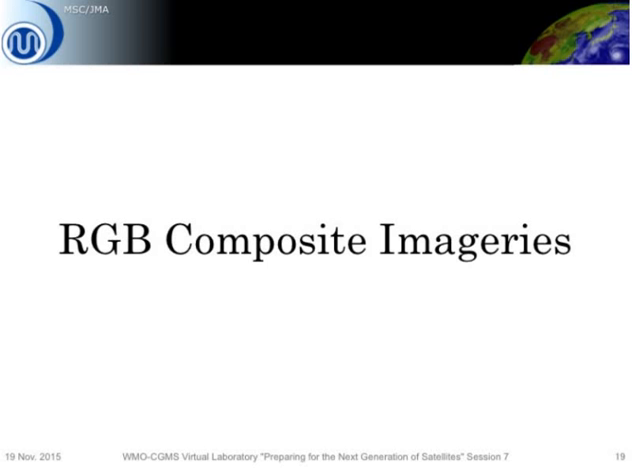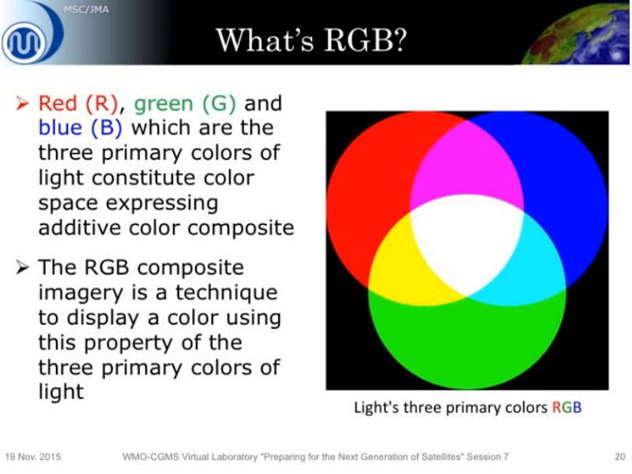Okay, what's RGB? R means red, G means green, and B means blue. These are the three primary colors of light, and they constitute color space expressing additive color composite.